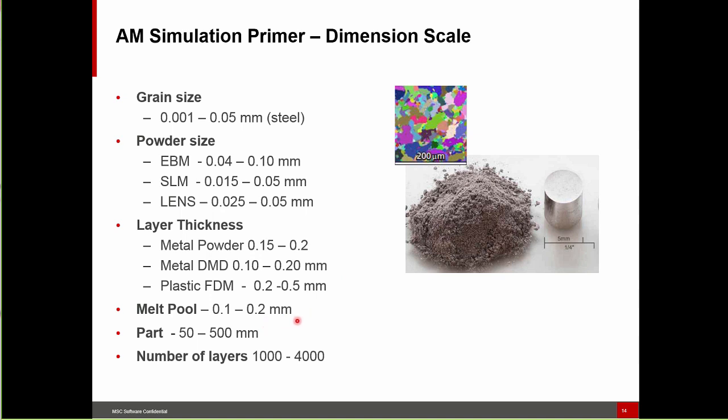And then we can talk about our engineering part. We'd like to build as large parts as possible, especially for some industries. So we have this large ratio of scaling of sizes. If you think about this layer thickness, the number of layers can easily be between 1,000 and 4,000 layers.